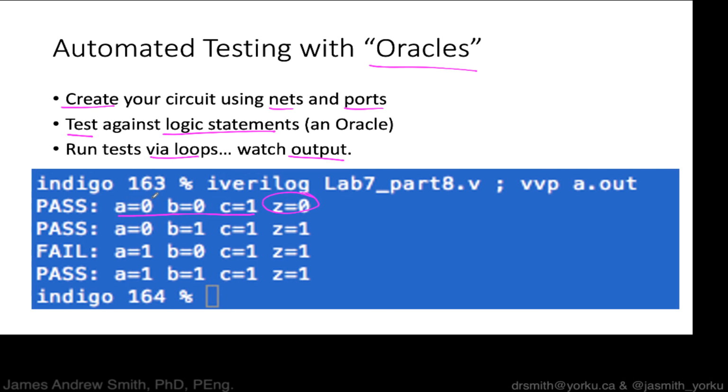And if a value of A is equal to 0, B is equal to 0, and C is equal to 1 is supposed to give you an output of Z is equal to 0, then you say it passed. If, on the other hand, you put in A is equal to 1, so this is an input, B is equal to 0, C is equal to 1 as an input, and your output is 1, then you say, nope, it failed. And this is a way for you to examine if you programmed up your Verilog process properly.